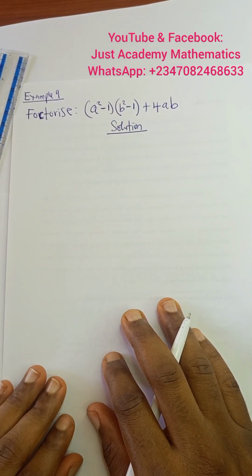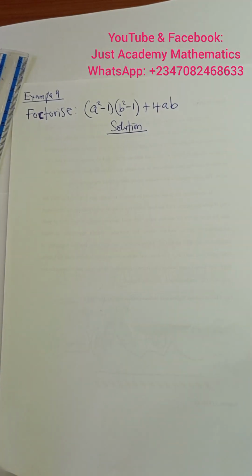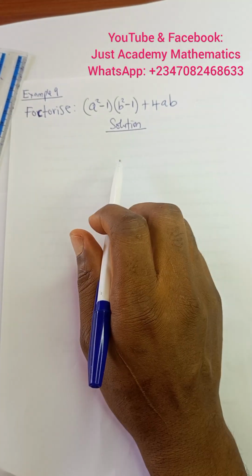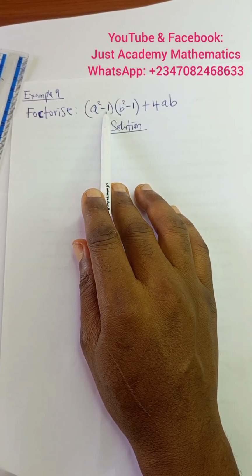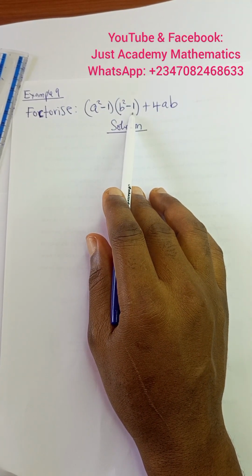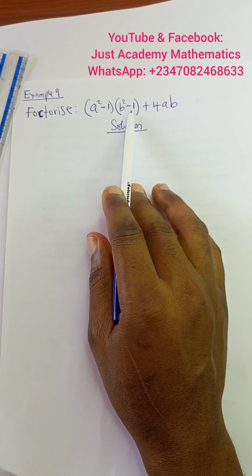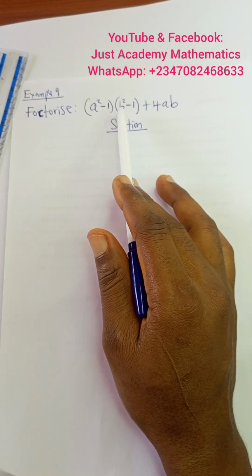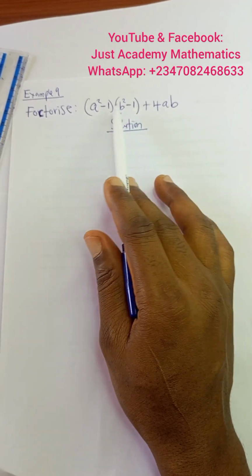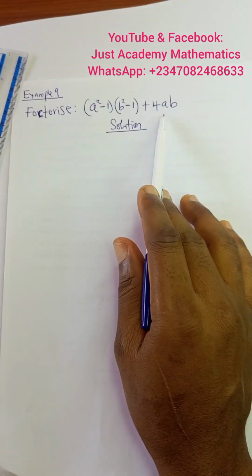So for this number 9, this is quite technical. Why do I say so? If you look at this number 9 carefully, you will notice that this is actually difference of two squares, and this is difference of two squares. But if I expand this one and expand this one, it will not make sense in factorizing it. There is no way I can relate it with this. So the next thing is to open this bracket.